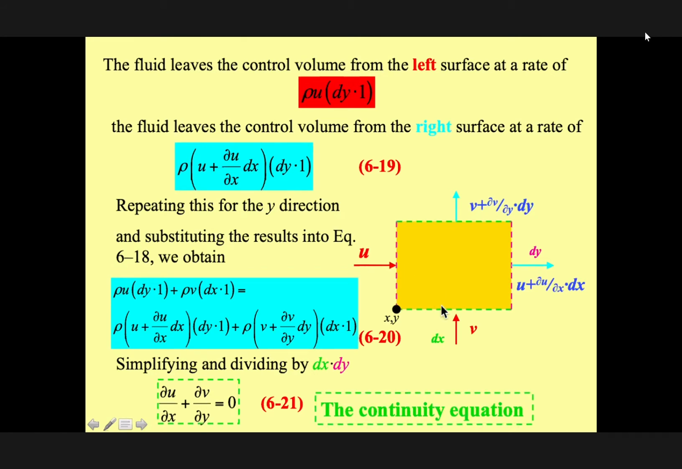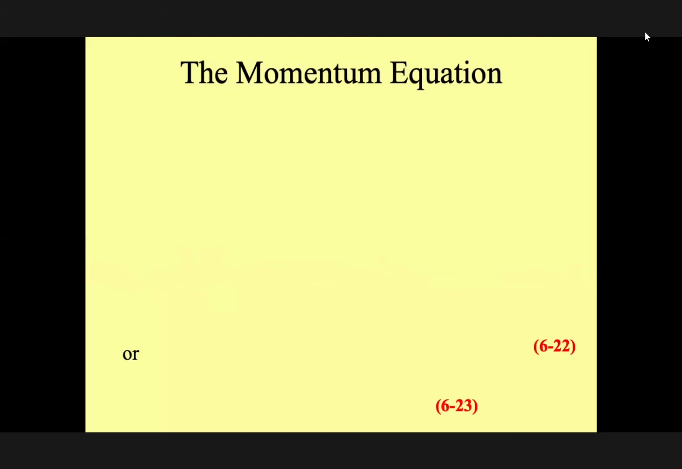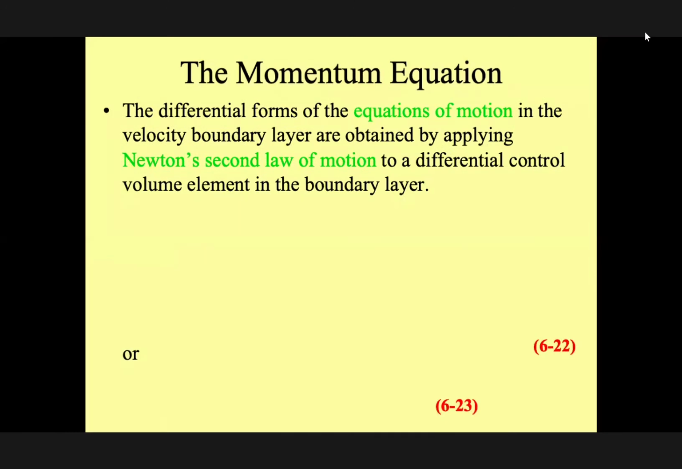Now we go to the second part. We write the momentum equation, and you have done it many times again in fluid mechanics. Here we can mention that the differential equation form of the equation of motion in the velocity layer is obtained by applying Newton's second law of motion. It means force is equal to mass times acceleration. That's all it is saying.